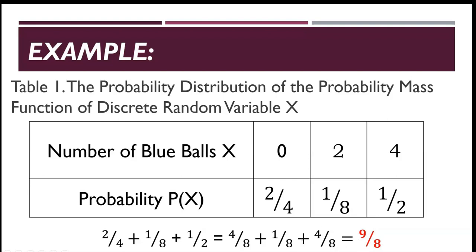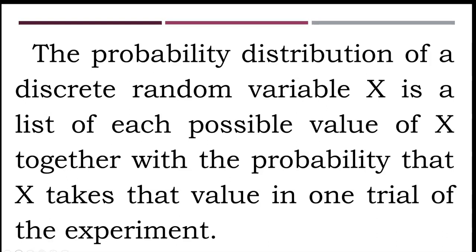So if a distribution passes the first property but it doesn't pass the second property, then it does not represent a probability distribution of the random variable x. Remember, the probability distribution of a discrete random variable x is a list of each possible value of x together with the probability that x takes that value in one trial of the experiment.